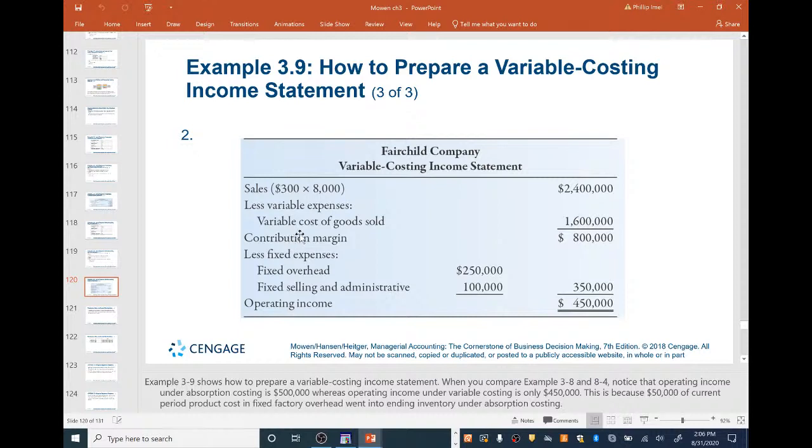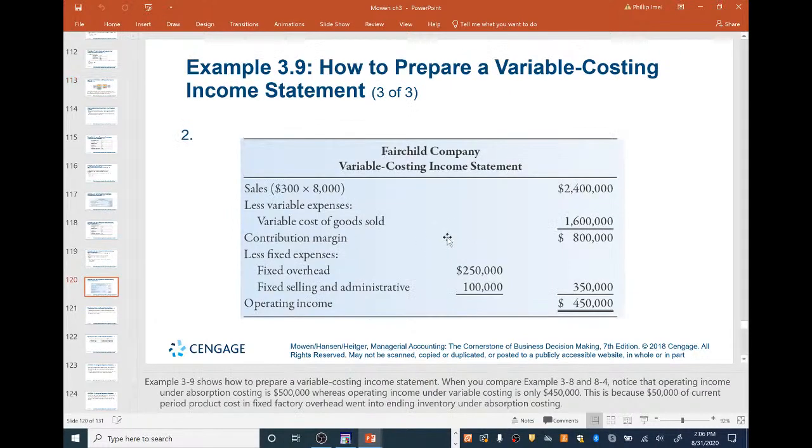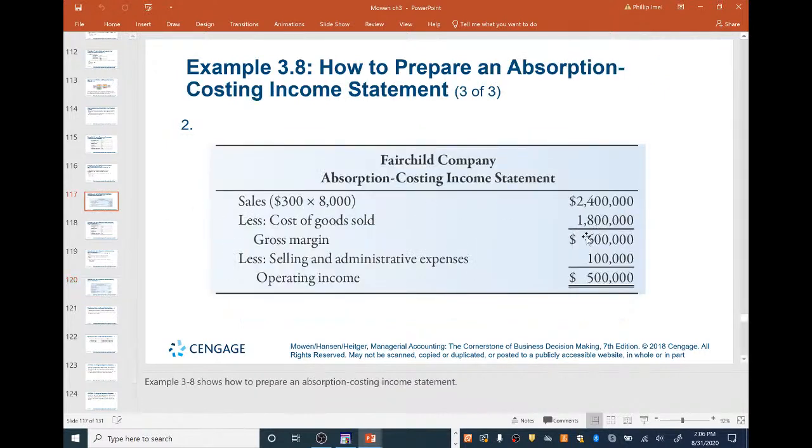Which is going to be the variable cost of goods sold, the 1.6. Remember, in this case scenario with the variable costing, this variable cost of goods sold is only based upon the product cost that was inventoried on the direct material, direct labor, and variable overhead. So that's why it's less in this case right here. Variable cost of goods sold is 1.6. So therefore, if our cost of goods sold is going to be less, then obviously our contribution margin, our gross profit, is going to be more, right? It's going to be 800 as opposed to the 600.